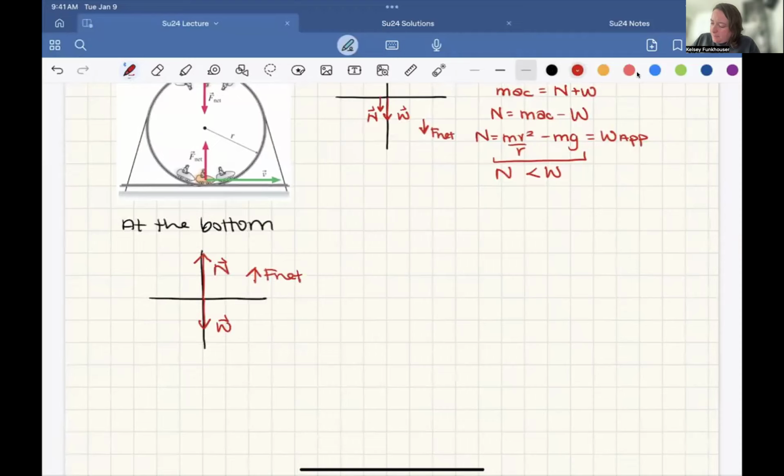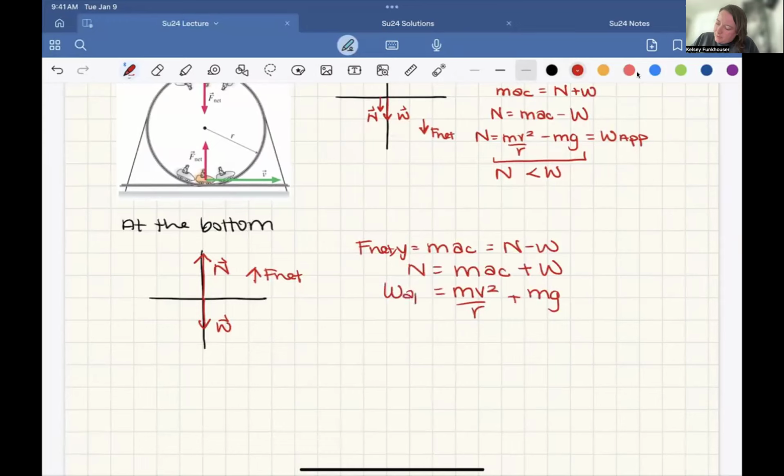So again, net force is pointing up. We have net force in y is mass times the centripetal acceleration. This time it's positive because it's up. And then we have the normal force minus the weight. And then, again, if we solve for the normal force by adding the weight to both sides, we see that the normal force is the mass times centripetal acceleration plus the weight. And that is mv squared over r plus mg, for example. And we'll say this is the apparent weight. So the normal force, or the apparent weight, in this case, is bigger than the actual weight.